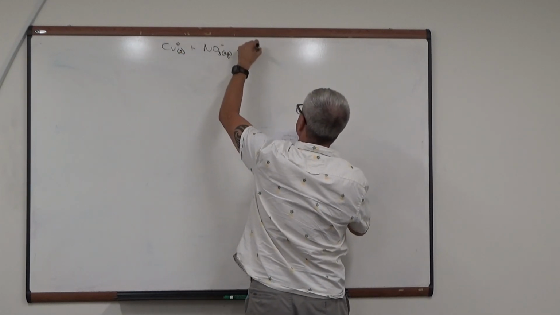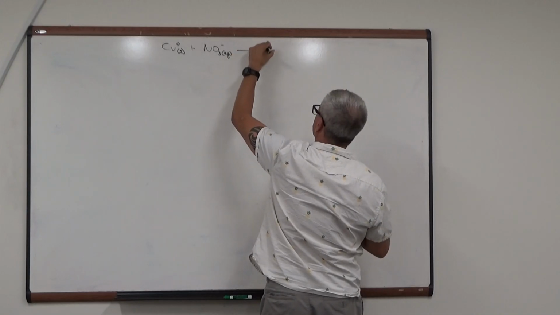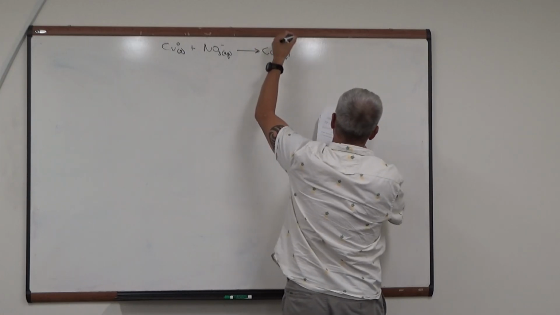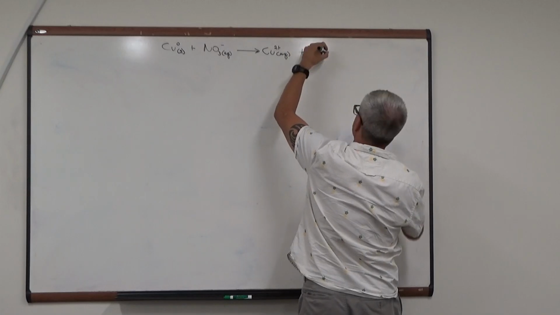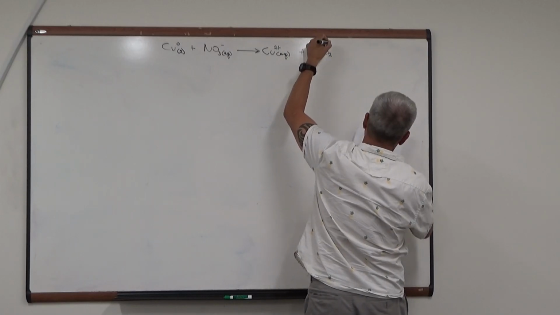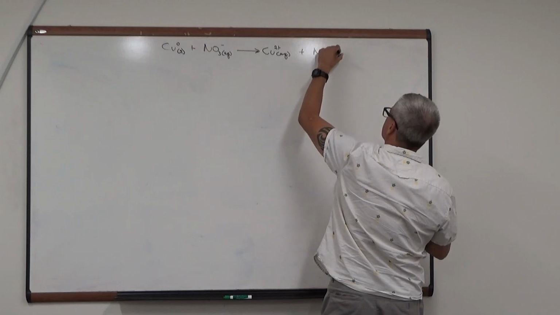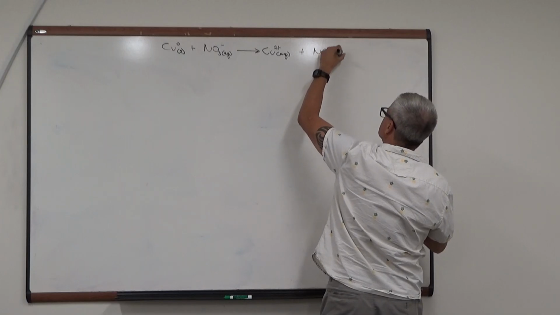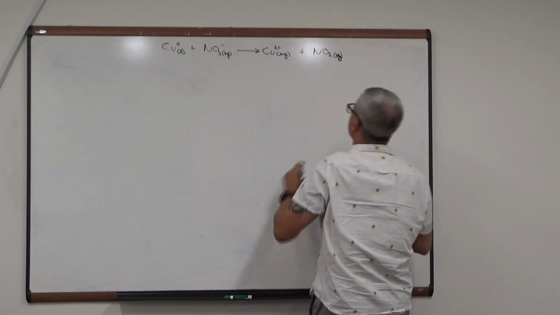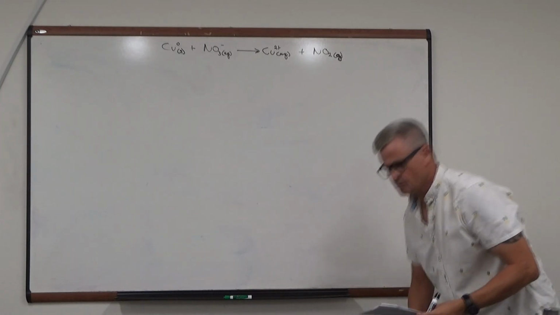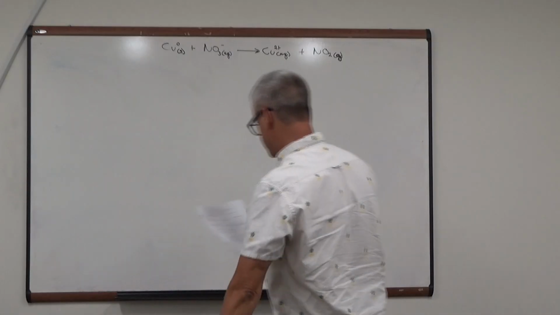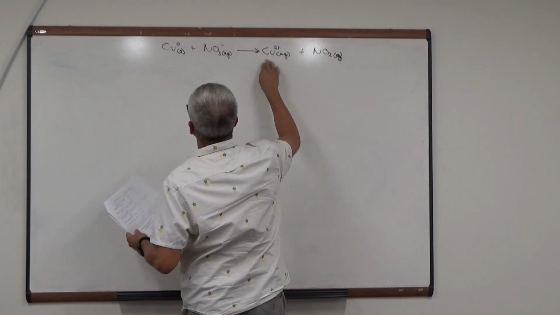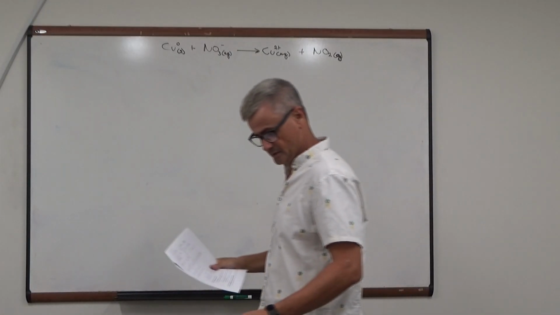Right. Goes to copper 2+ and NO2. Okay, this is the one that we showed at the beginning. Now we're actually going to go through the process of balancing. Oh shoot, that's a G, gas. Okay, all right, so we have our two half reactions. Copper going to, as I mentioned, copper 2+. So our oxidation half reaction.